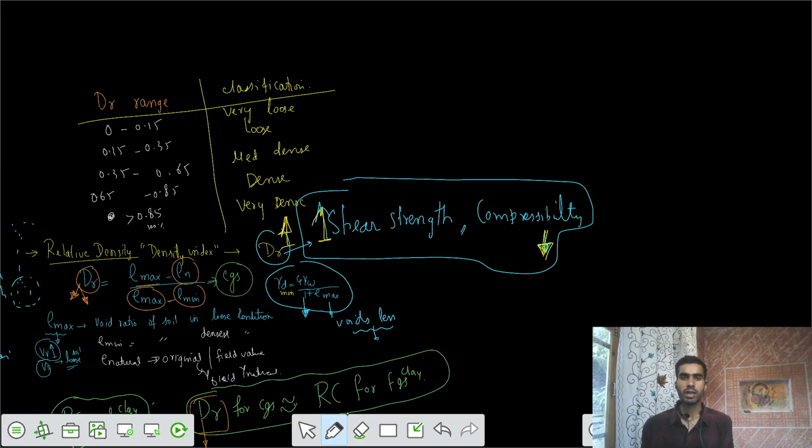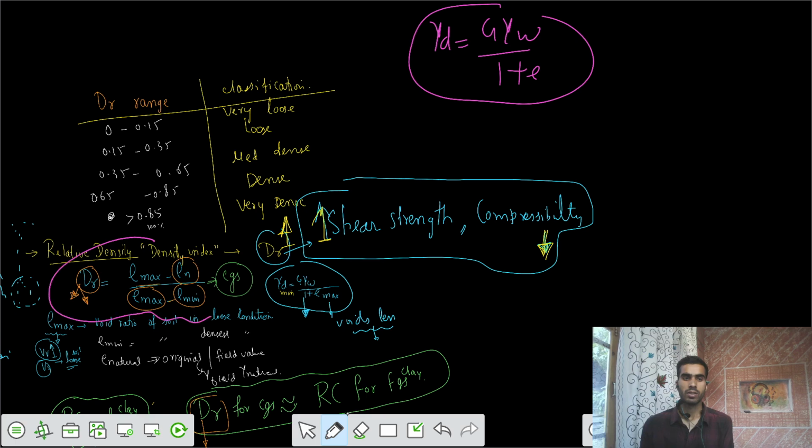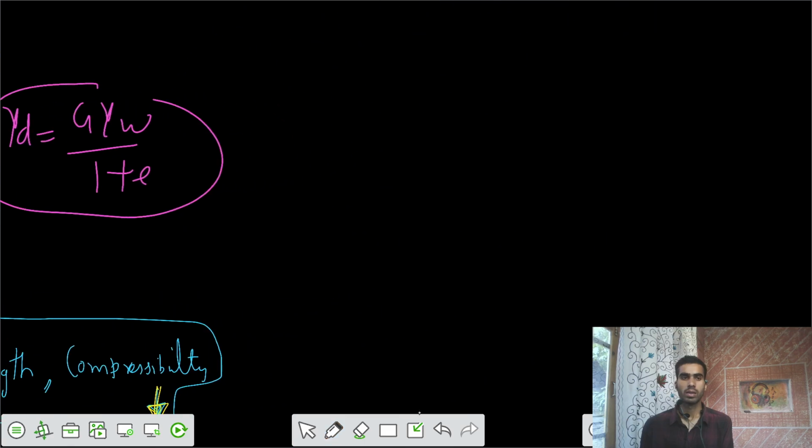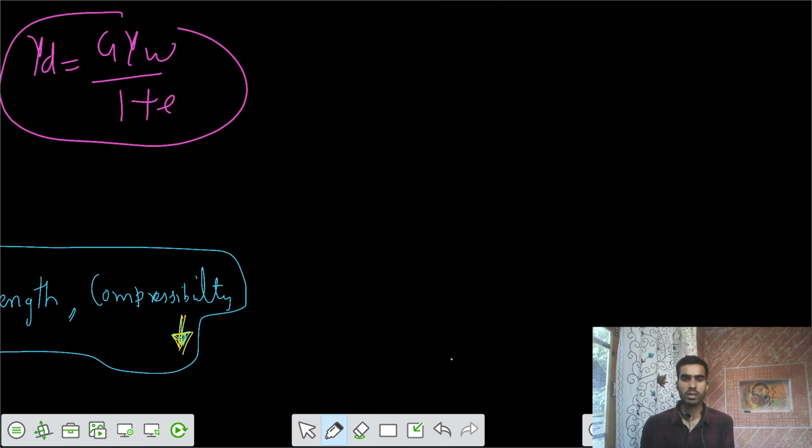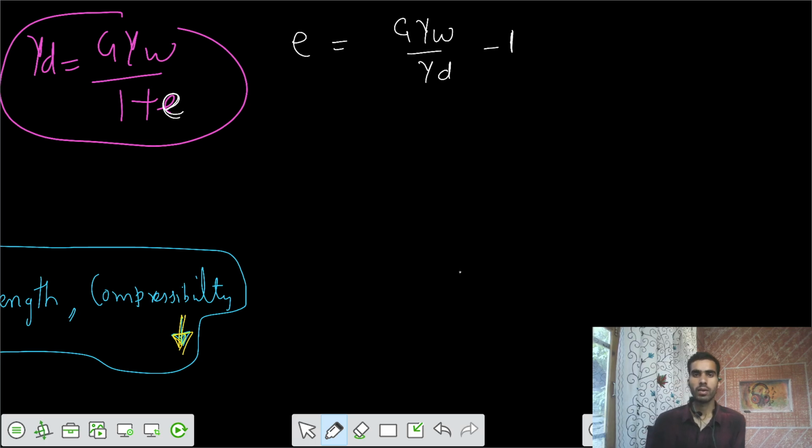So based on the equation gamma dry is G gamma W divided by 1 plus e, from that we can convert that to relative density as a function of gamma. So we say that your gamma dry is a function of void ratio. Let's try to solve for the value of e. That's actually e equals G gamma W by gamma dry minus 1. So this is your value of e.